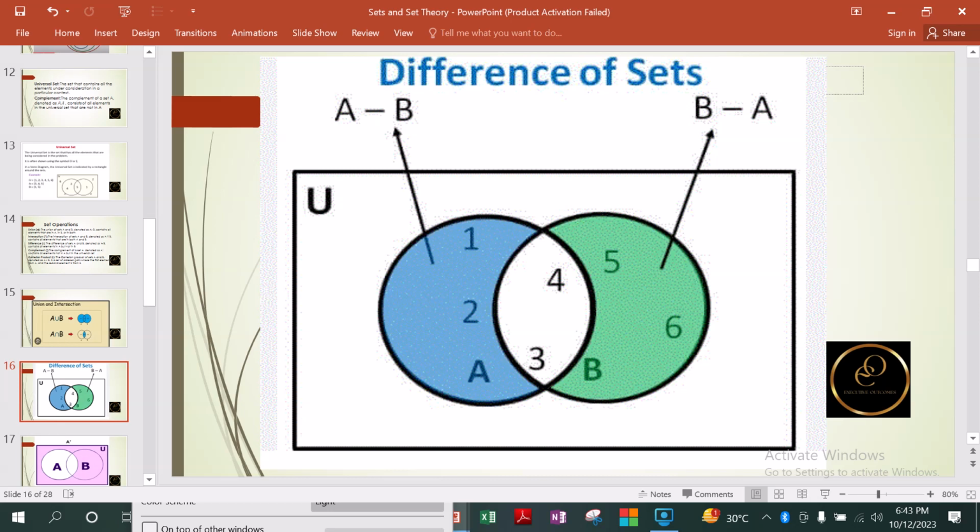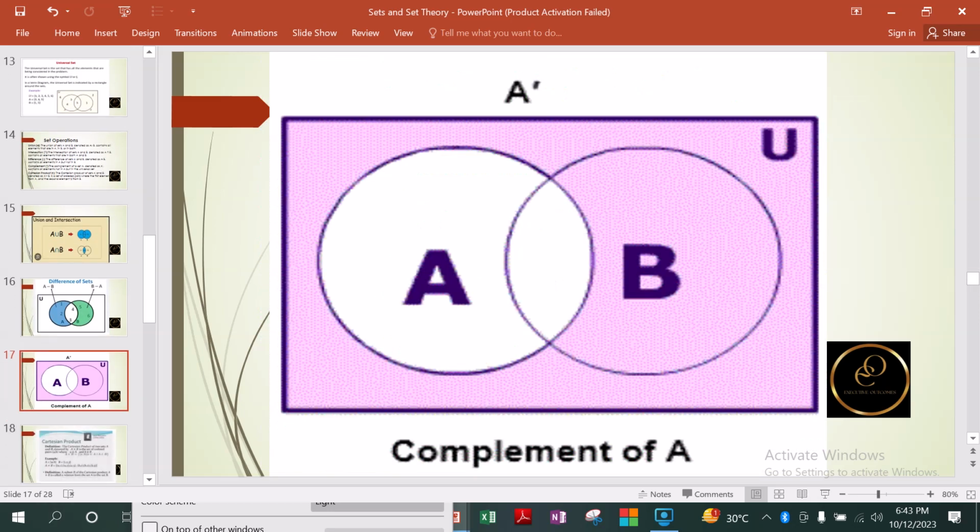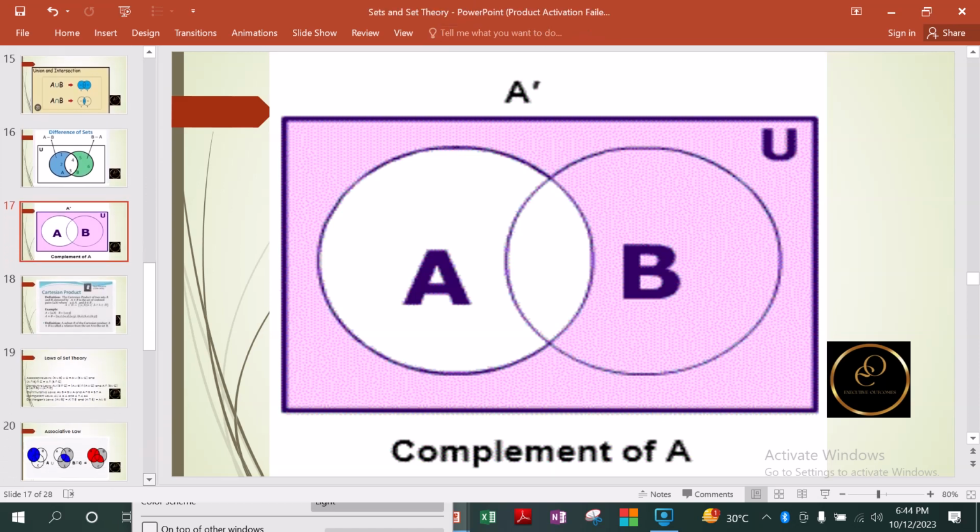We move on to look at what we mean by the complement of a set. A complement, for instance, is all this shaded part because it's not part of A. All the elements which are not part of A make up A complement. That's what it means.